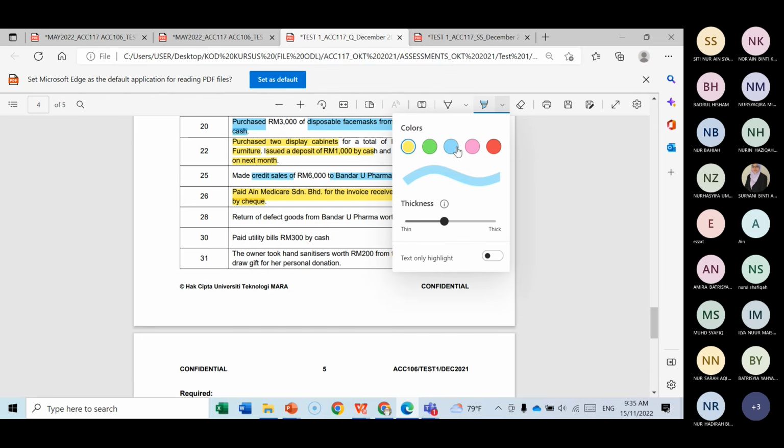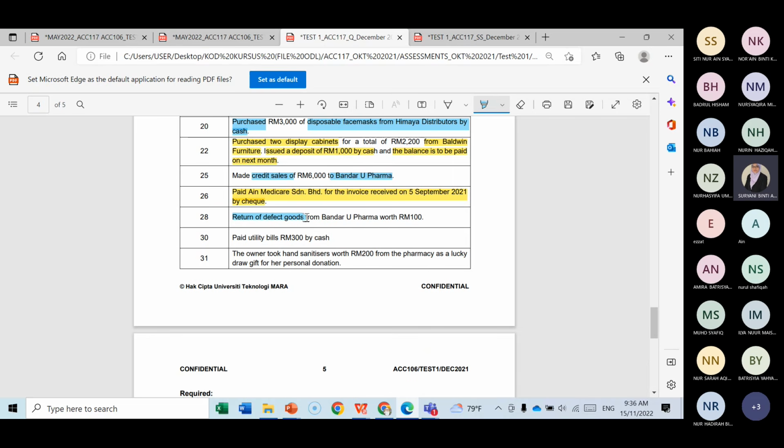Return of defects good from Banda U Pharma. You receive the defect goods. Your customer returns the goods to you. So Banda U Pharma is our accounts receivable. This business bought goods from us before. Now they return the defects good to us. So how do we record this?